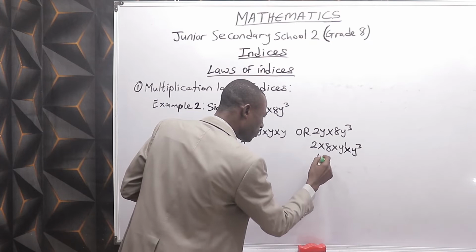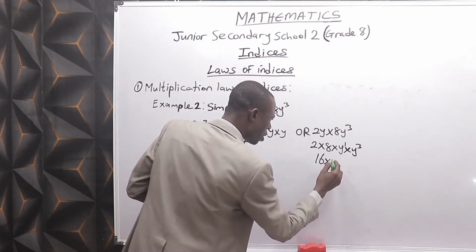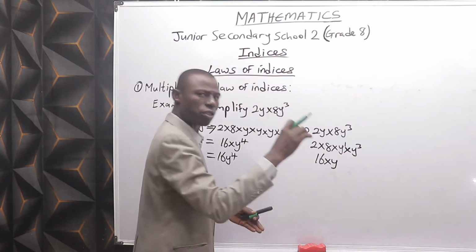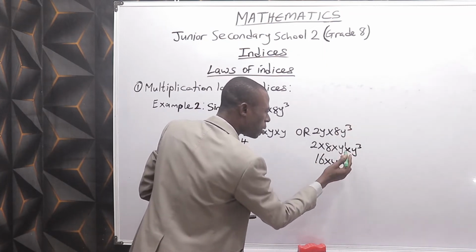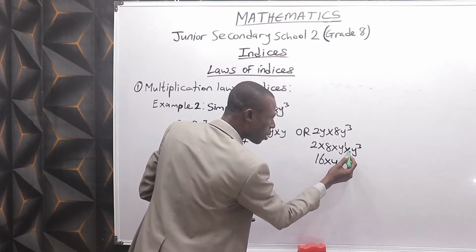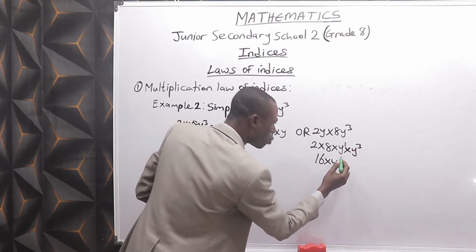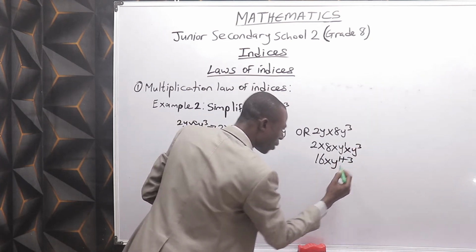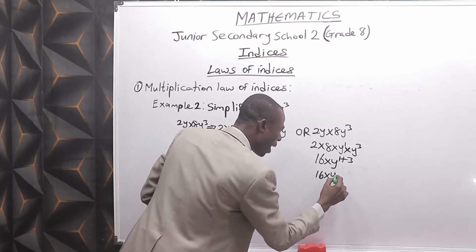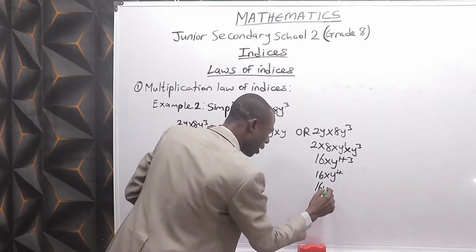2 times 8 gives 16 times. Here now, you choose one of the bases. I choose y. So change the multiplication to addition in the exponential region. That is, when it turns to addition, it will not stay here on the floor. It will get up to add power 1 and 3 together. So it becomes 1 plus 3. Do you understand? So we have 16 times y raised to power 4, because 1 plus 3 is 4. And finally, you have 16y raised to power 4.